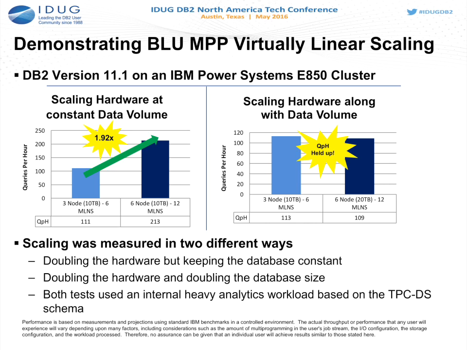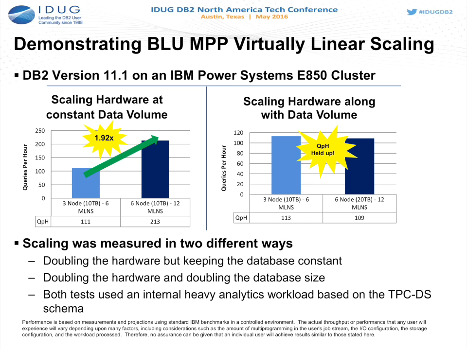These are two different measurements that we took. We took a 3-node cluster, and we doubled the hardware up to 6 nodes. By the way, we had 2 logical partitions on each one of the nodes, so we doubled from 6 MLNs up to 12, and we kept the data size constant. And when we did that, as you can see, we delivered almost double the volume of queries run per hour.